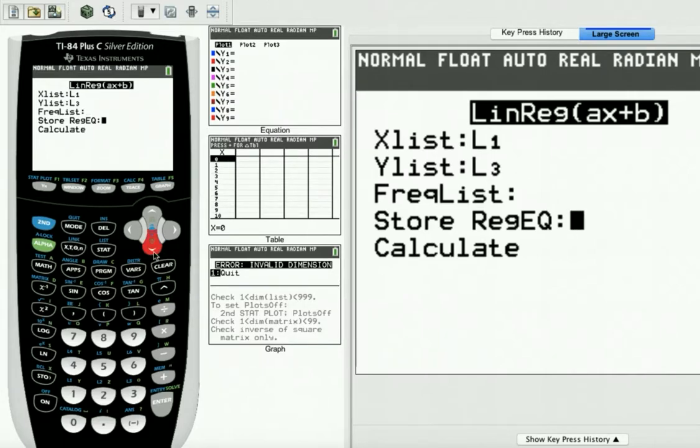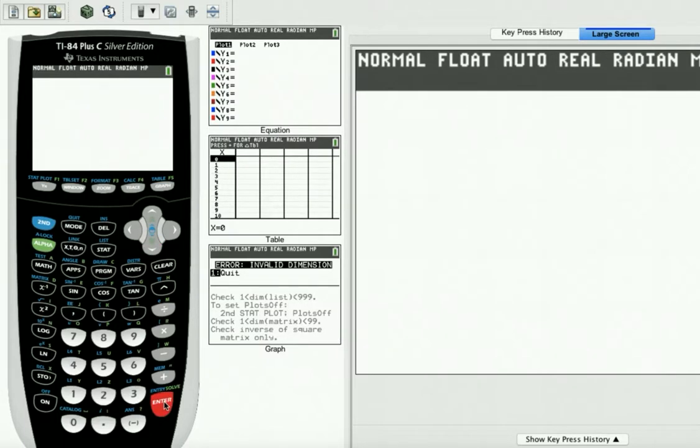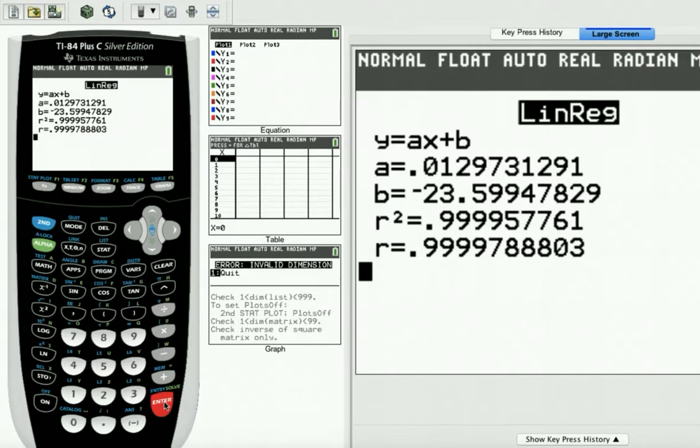Okay, so now that we've got that, we're going to go to Calculate, and that's going to give us this equation. Now I want to point out that my R2 and my R are super close to 1. All right, so now that you've got that, we're going to get our residuals.